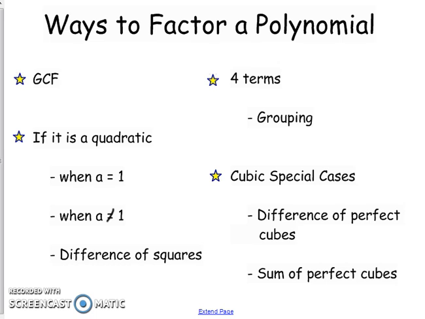If it's a quadratic, we're going to factor the same way that we did before. So when a is 1, we can use the shortcut. When a is not equal to 1, we have to do the longer way. Difference of squares, when we can take the square root of both terms, and then one is plus and one's minus. When you have 4 terms, you're going to use grouping. And then there's cubic special cases. So there's difference of perfect cubes, and there's sum of perfect cubes.